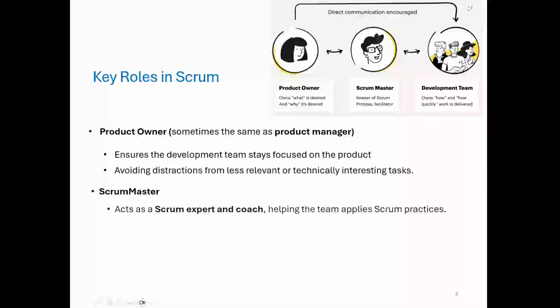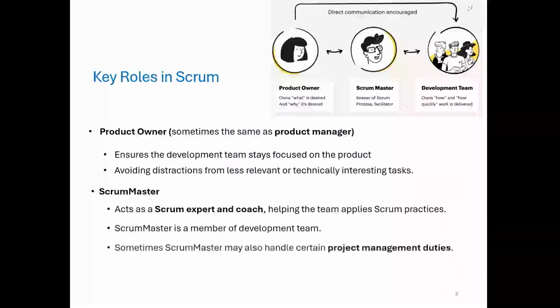In Scrum, two leadership roles play a vital part in guiding the team and ensuring the product is built in the right way. These are the product owner and the Scrum Master. So the product owner is responsible for keeping the team focused on the right work, the work that delivers the most value to users and the business. They are often the same person as the product manager, especially in smaller teams.